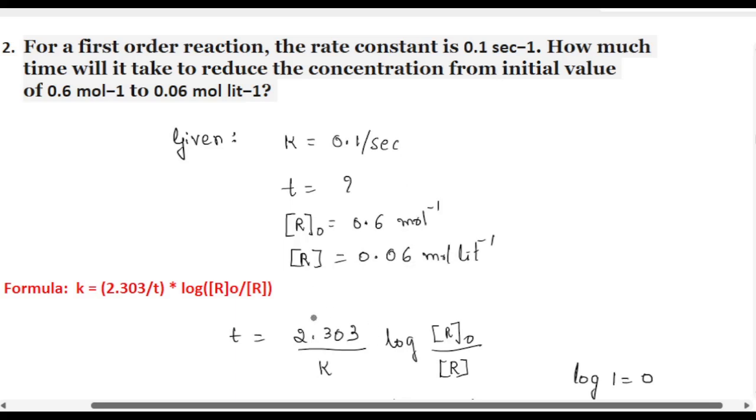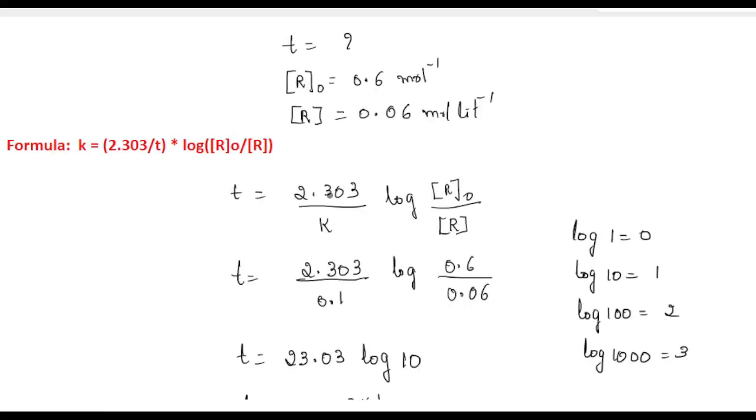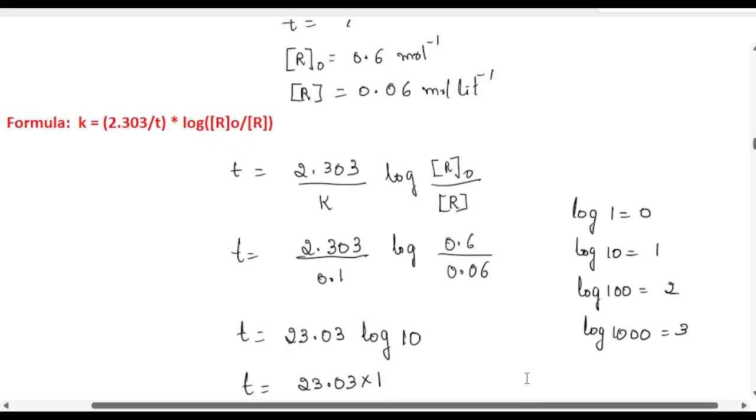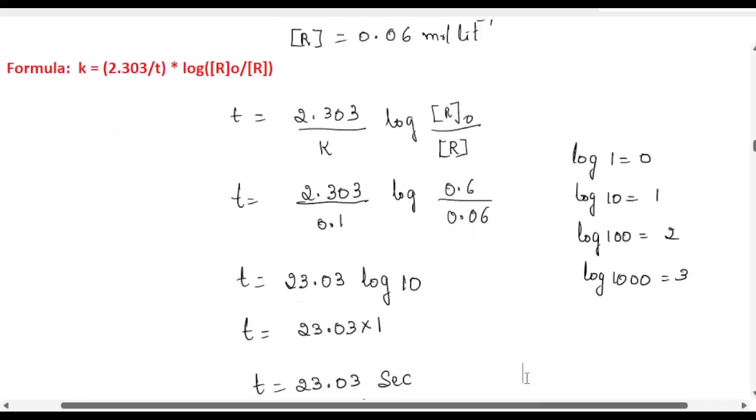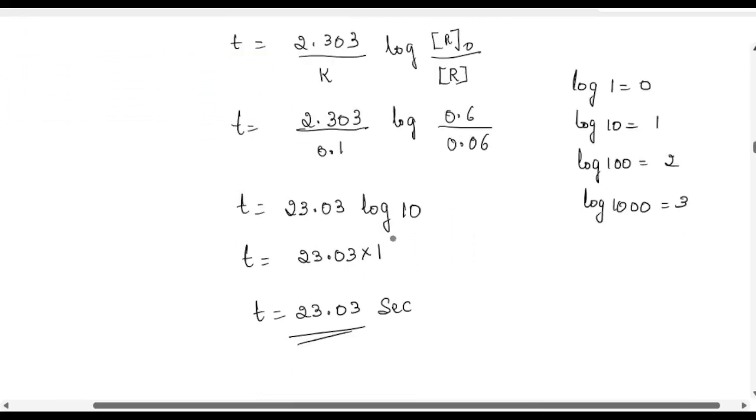Directly substitute the values in this formula. K, we know the value of K, that is 0.1. Log R naught is 0.6 divided by R is 0.06. So T equal to 23.03 log 10. Log 10 is nothing but 1. Substituting the value for log 10, we get the answer for the time taken as 23.03 seconds.